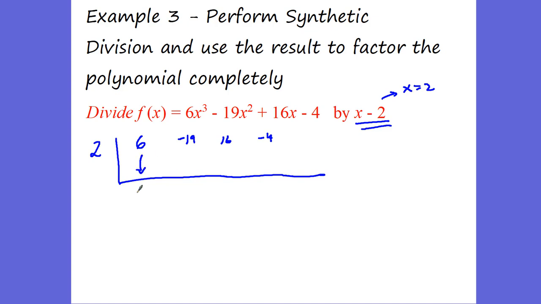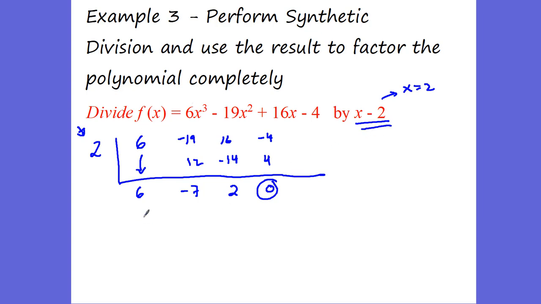You're going to bring this number down, 6. Okay, 6 times 2, we're going to multiply. 6 times 2 is 12. Then we're going to add these two numbers, and we get negative 7. Negative 7 times 2 is negative 14. We're going to add these numbers. We get positive 2. 2 times 2 is 4. This becomes 0, which means because I had a remainder of 0, that means that this was a factor. x is equal to 2 was the solution for the factor of x minus 2.